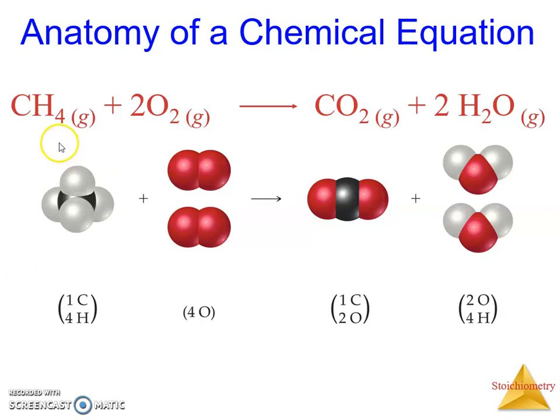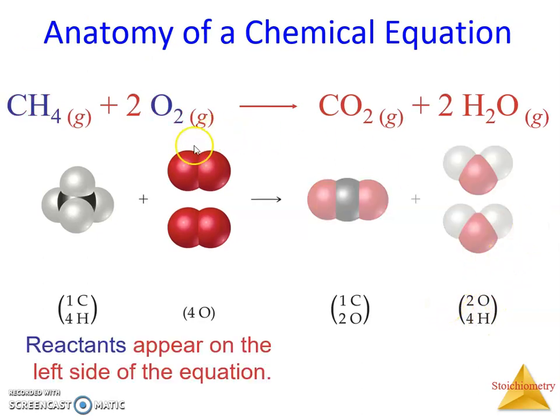You can see here CH4 plus oxygen gives carbon dioxide and 2 molecules of water. So you can write it this way: CH4 plus 2 O2 gives CO2 plus 2 H2O. So 1 carbon, 4 hydrogens, here 4 oxygen, here 1 carbon, 2 oxygen, here 2 oxygen, 4 hydrogen. This is the reactant, which appears on the left side of the equation, and this is the product.